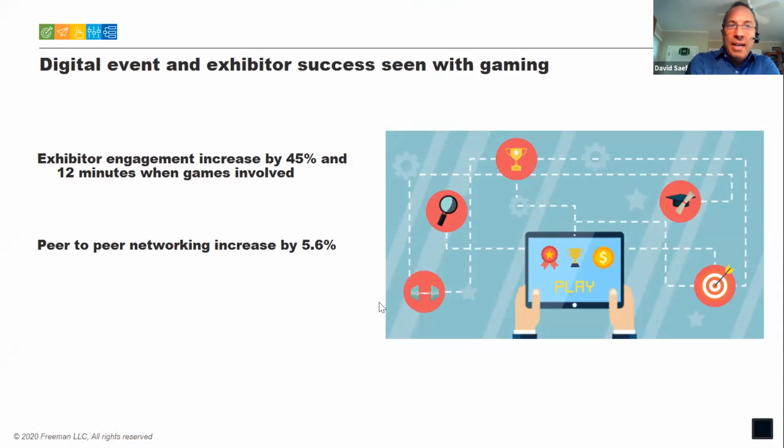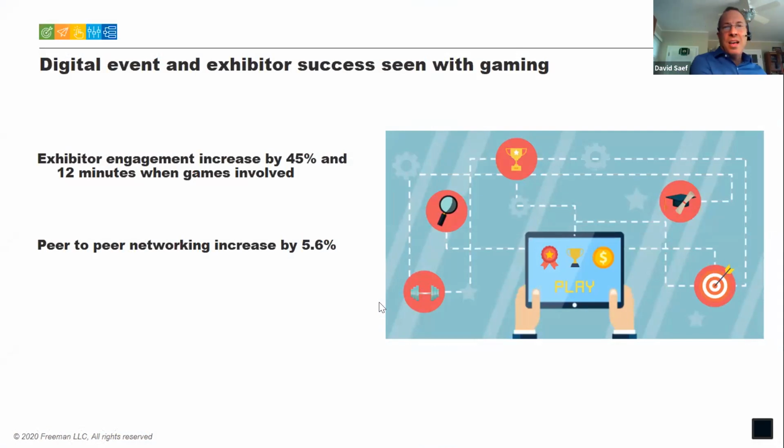The answer is yes. This is from an analysis that we have done based on a number of events that we've hosted. And what you can see here is exhibitor engagement. This is particularly around exhibitor engagement, has been increasing, and dwell time, or the amount of time people are spending online and engaging, has also gone up.